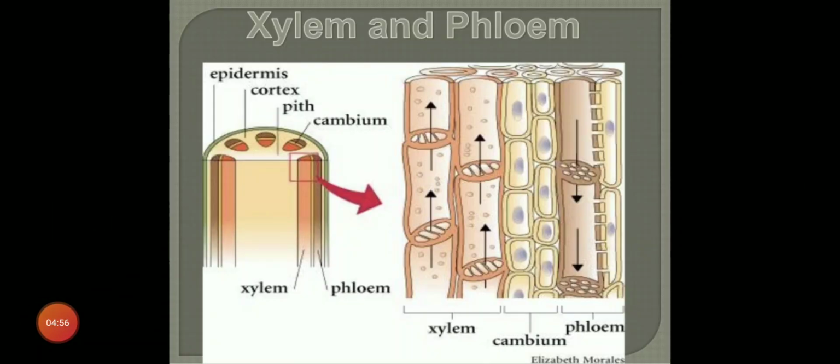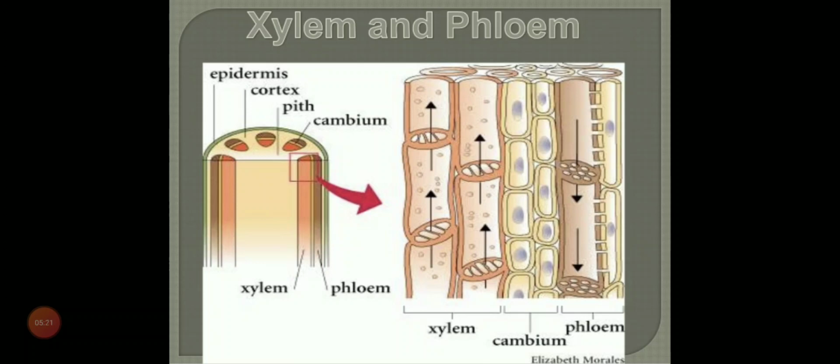Here are the two diagrams of xylem and phloem. You can see that xylem is present on the inner side and phloem is present in this layer. We are seeing these structures in detail because we should know at which part of the plant xylem or phloem are located.